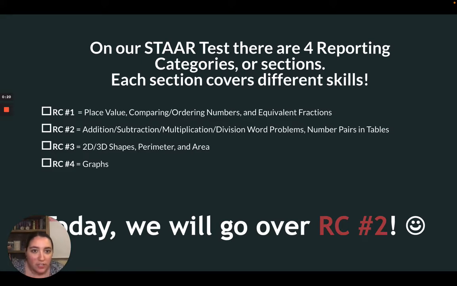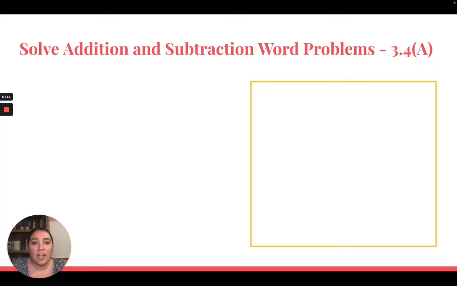As we talked about on our STAR test, there are 4 reporting categories or sections, and each section covers different skills. Reporting category number 2 is all about addition, subtraction, multiplication, and division word problems. And then 3.5e is number pairs and tables. So we're going to talk about these today. All right, so we're solving addition and subtraction word problems, 3.4a.